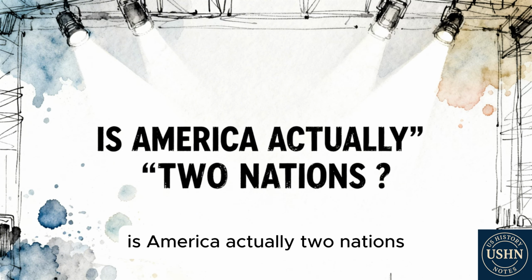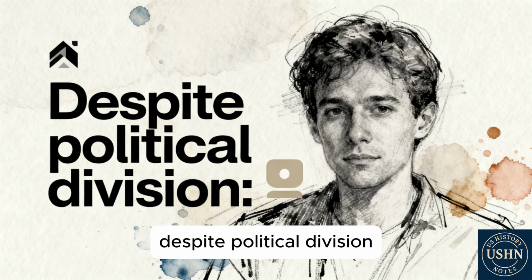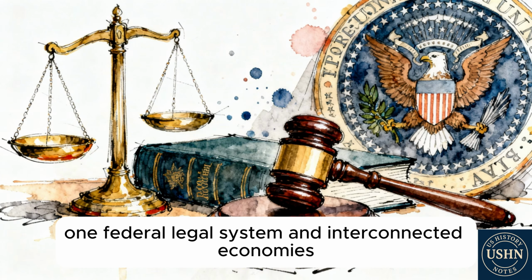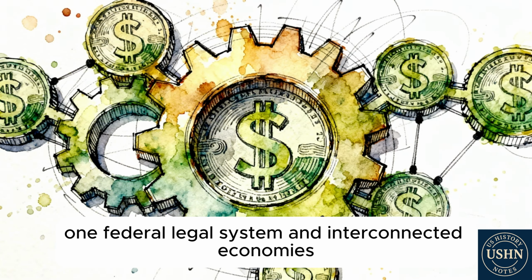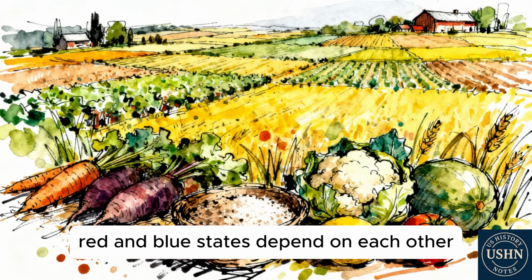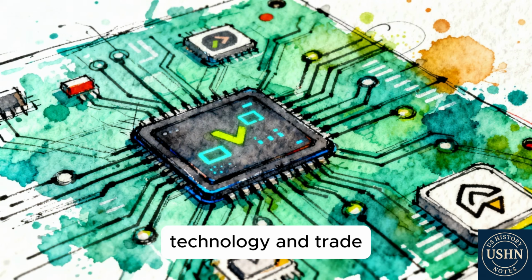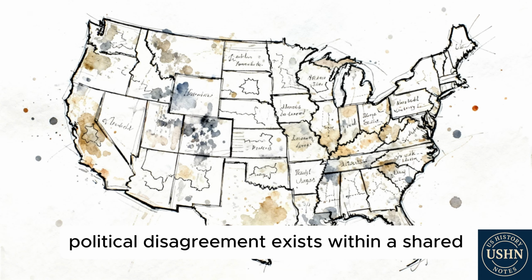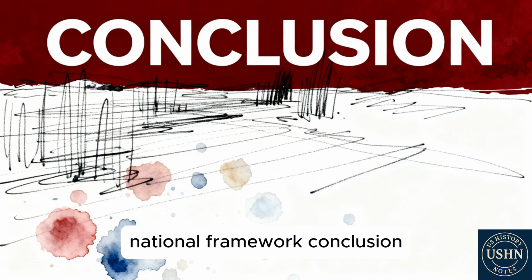Is America actually two nations? Despite political division, Americans share one constitution, one federal legal system, and interconnected economies. Red and blue states depend on each other: food production, energy, technology, and trade. Political disagreement exists within a shared national framework.